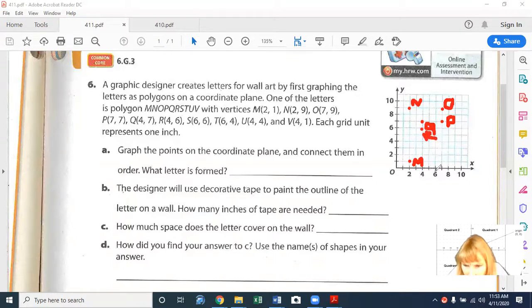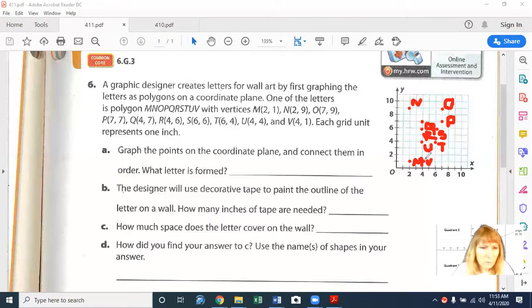S is (6, 6). My goodness, it's going to be all crunched up. T is (6, 4). There's T. U is (4, 4). This is really going to be crunched up. That's U. Should have done this under the document camera. V is (4, 1). My goodness, right here. Okay, if I was to draw that and connect all the dots, what would I get?